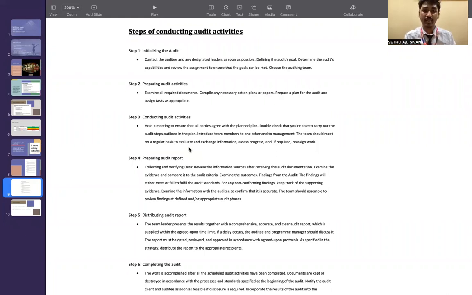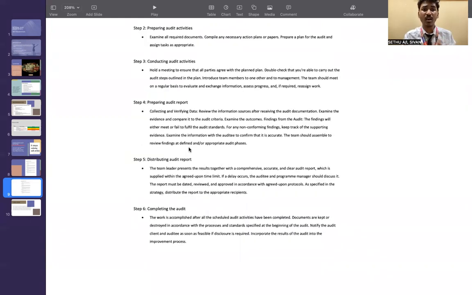Third was conducting audit activities. For example, hold a meeting, ensure that all parties agree with the plan, for example, everyone should agree to what they are saying. So double check that you are able to carry out the audit steps outlined in the plan. So ensure that all the steps are taken and checked. Introduce the team members to one another and to management. The team should meet on a regular basis to evaluate the changed information, assess progress, and also if required, reassign the work. So that's how, after examining all the papers and conducting such audit activities, the next step is going to be preparing the audit report.